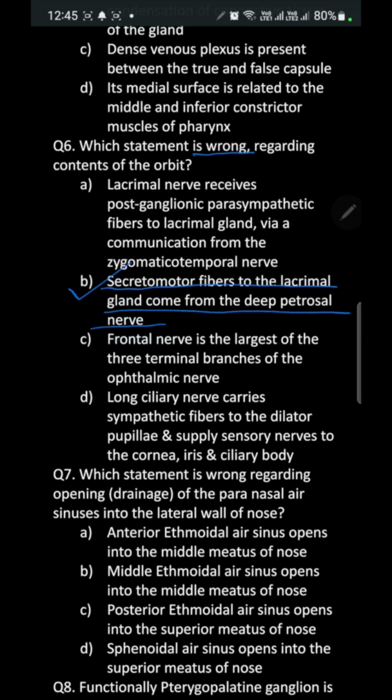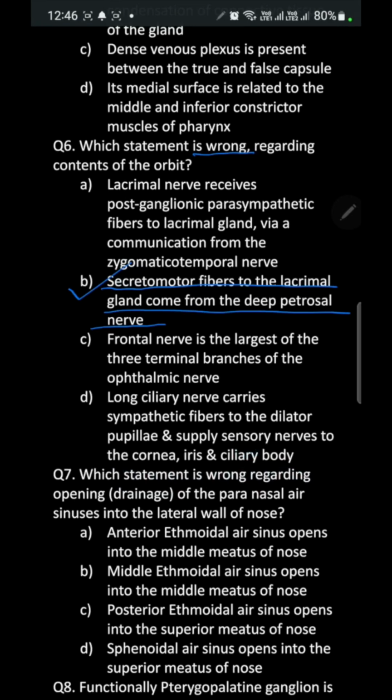Remember that the secretomotor fibers to the lacrimal gland come via the greater superficial petrosal nerve, which relay in the pterygopalatine ganglion, the preganglionic fibers. Choice number C is frontal nerve is the largest of the three terminal branches of the ophthalmic nerve is also correct. Now look, these options are actually to make you learn and revise the minute details of the contents of the orbits. Long ciliary nerve carries sympathetic fibers to the dilator pupillae and supply sensory nerves to the cornea, iris and ciliary body. This also is correct.